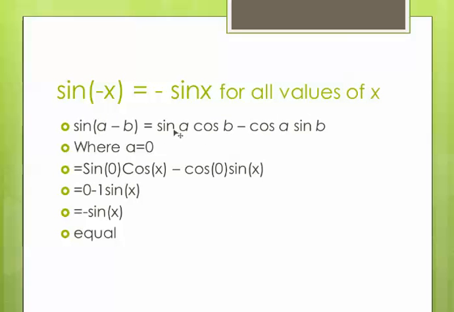If I stick a 0 in for a, the sine of 0 is 0. So this is going to go to 0 and it's going to disappear, right? And the cosine of 0 is a 1. So what do I wind up with? Minus sine x. That's what I've got left. And so this, as an identity, is true for every value of x. All I had to do was to substitute in the correct formula, and it worked itself out.